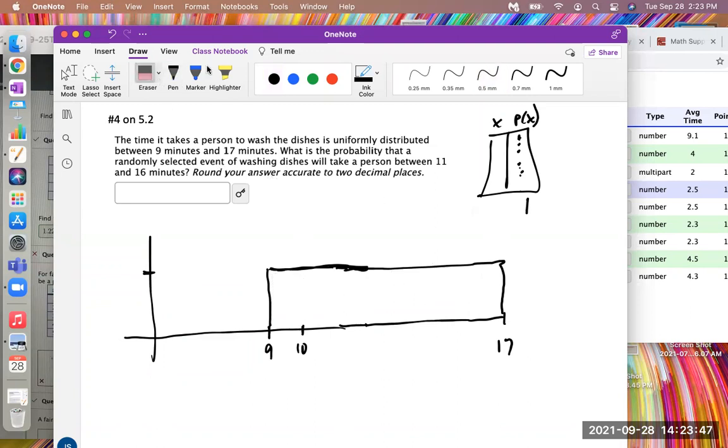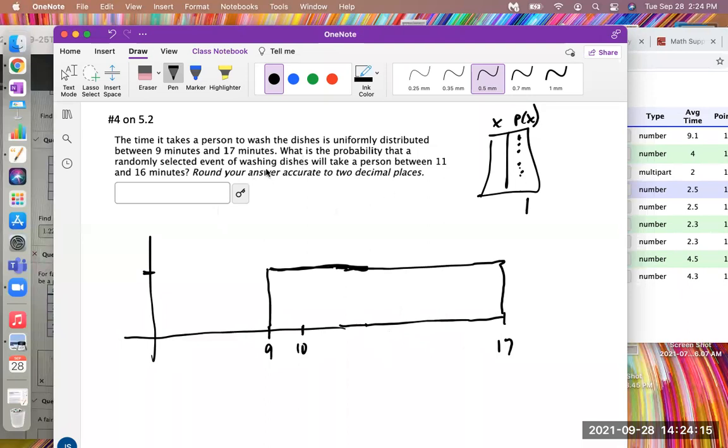So they said that it goes between 9 and 17 minutes. That means nobody finishes the dishes in 8 minutes. It's only between 9 and 17. So this says, what's the probability. Because they said between 9 and 17, it's uniformly distributed, I draw my rectangle over 9 and 17.